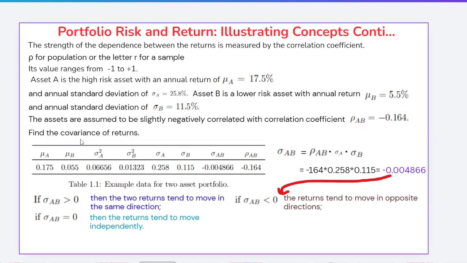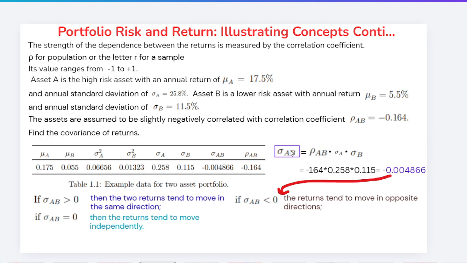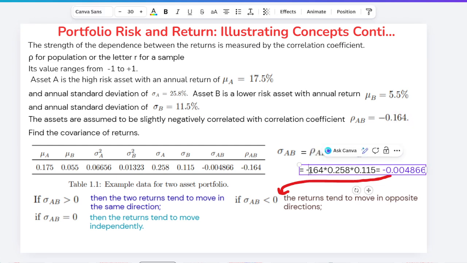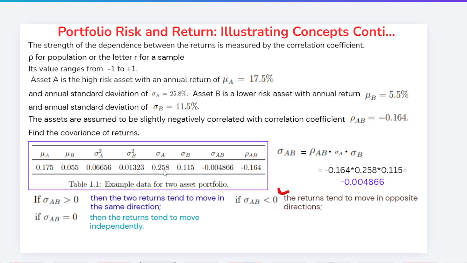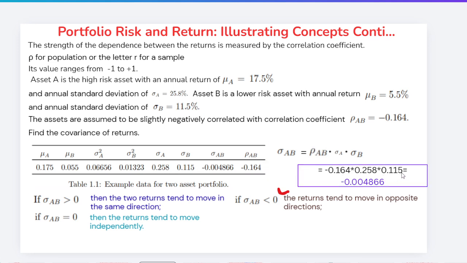Now how could we find the covariance of return, friends? We simply organize the information. Covariance is the correlation coefficient times sigma A and sigma B. So we use minus 0.164, and the next one is 0.258, which is sigma A, and sigma B is 0.115. So this is our covariance.